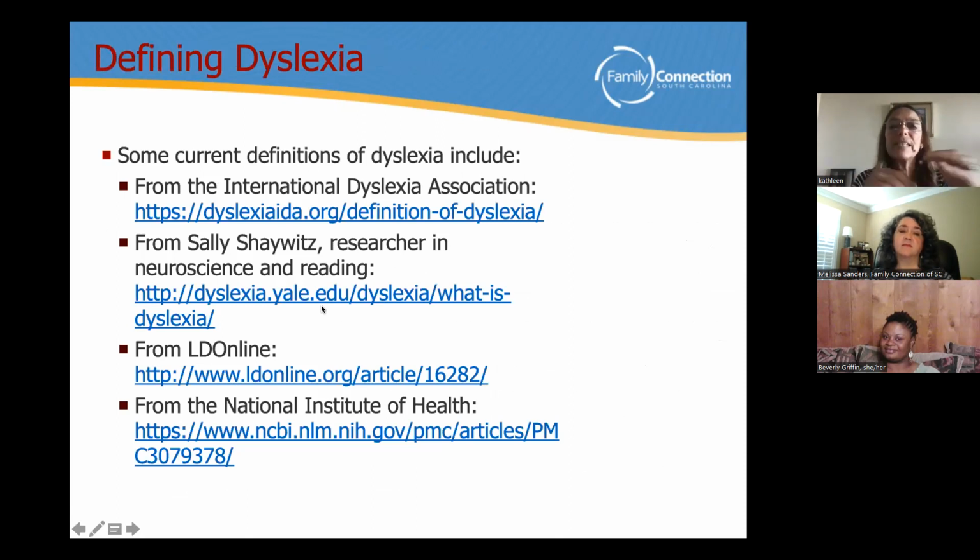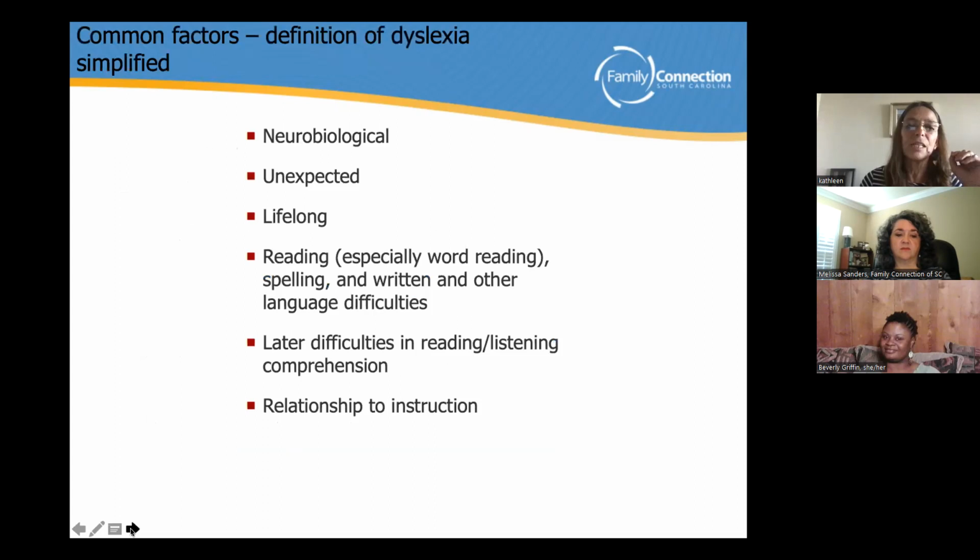These are current definitions. I'm not going to go through all of these, but you can look at them. And I tried to get them from all different sources. We have the Dyslexia Association, a neuroscientist, LD Online, and the National Institute of Health, which kind of qualifies as our federal definition. But you will see that these definitions, if you can read them at your leisure, essentially all say the same thing.